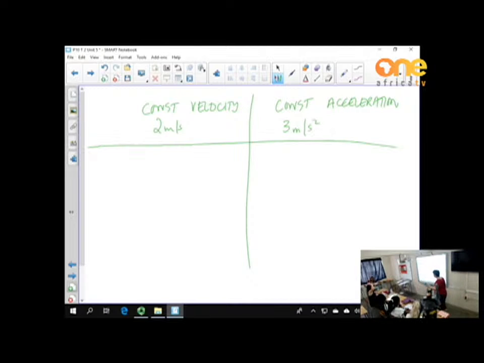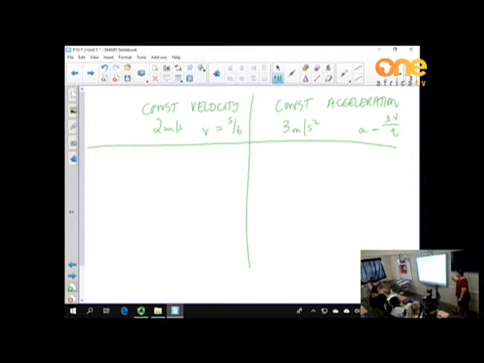Now, first of all, the definition of velocity is a rate of change of displacement. Are you all with me? The definition of acceleration is a rate of change of velocity. Speed is displacement divided by time. Acceleration is velocity over time.